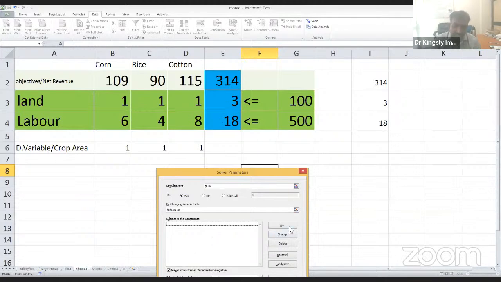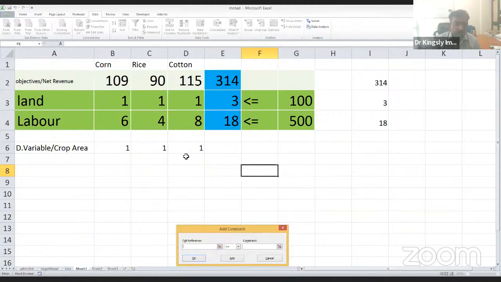What do you need to do? Just add. Okay. So if you see that when you put add, you'll get 3. Just wait, I'll come. So 3 cells will be there. One is cell reference. Another is equality and inequalities, that means less than equal to or greater than equal to. Another is constraint. Okay. So what we have to show first, my labor constraint, I need to mention it.